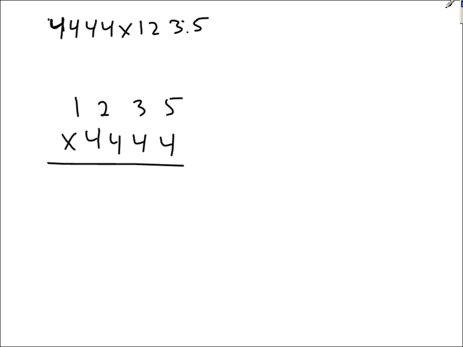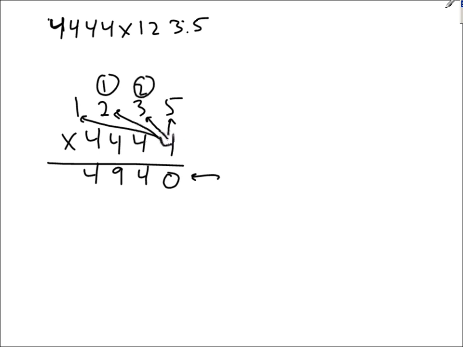I'll show you why. 4 times 5 is 20, carry the 2. 4 times 3 is 12, plus 2 more is 14, carry the 1. 4 times 2 is 8, plus 1 more is 9. And then 4 times 1 is 4. That number, 4,940, is exactly what 4 times this number is. Indent 1. Oh my, I need to multiply it by 4 again. I'm going to get the same answer.